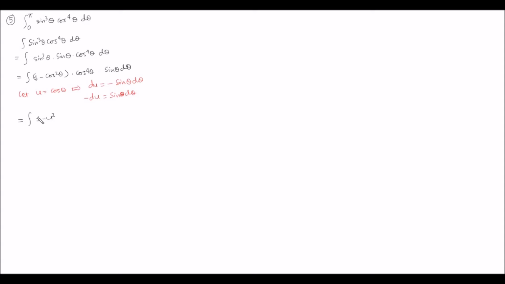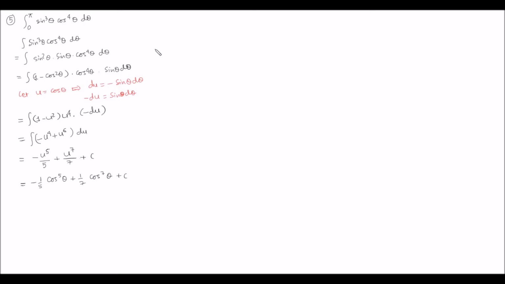So we have 1 minus u squared times u to the power 4, times sine theta d theta, which is negative du. Let me multiply negative u to the power 4 to both 1 and negative u squared. That will give me negative u to the power 4 plus u to the power 6. Integrating, negative u to the power 5 by 5 plus u to the power 7 by 7. All right, so that is negative 1 by 5 cosine to the power 5 theta plus 1 by 7 cosine to the power 7 theta plus c.